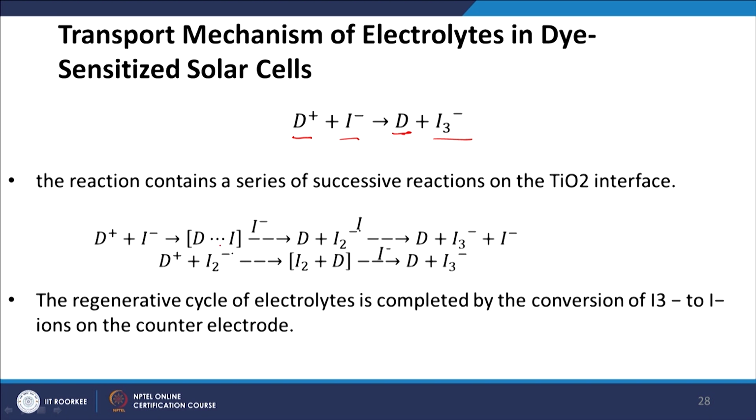D plus I minus is a DI complex. In the presence of more I, it will become D plus I2, and finally it will become D plus I3 minus plus I minus. So, both of them coexist together, and this is a dynamic process. So, D plus I2 minus is equal to I2 plus D, and finally you get D plus I3. The regenerative cycle of electrolytes is completed by the conversion of triiodide to iodine ions on the counter electrodes.